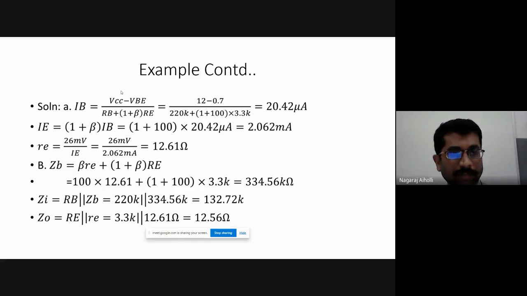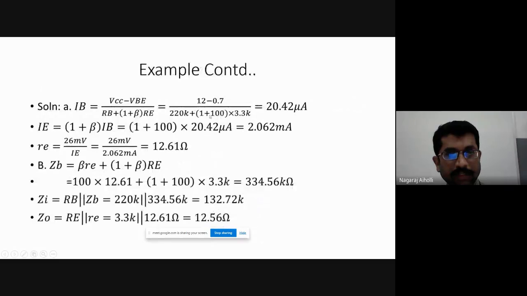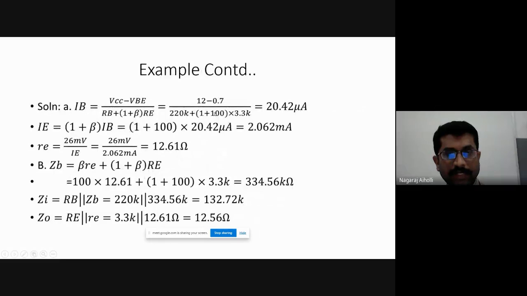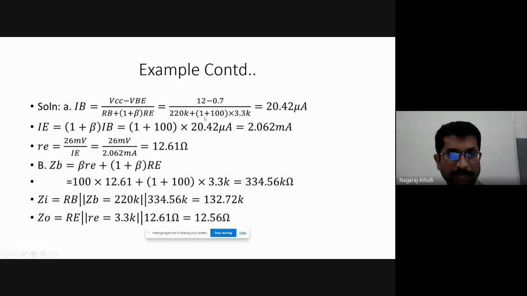Now, the equation for IB for the emitter follower circuit is VCC minus VBE divided by RB plus 1 plus beta into RE. That is 12, VCC is given 12, minus 0.7, divided by RB, the base resistance, which is 220 kilo ohms, plus 1 plus beta, beta is 100, into RE, the emitter resistance of 3 kilo ohms. This will be 20.42 microampere.